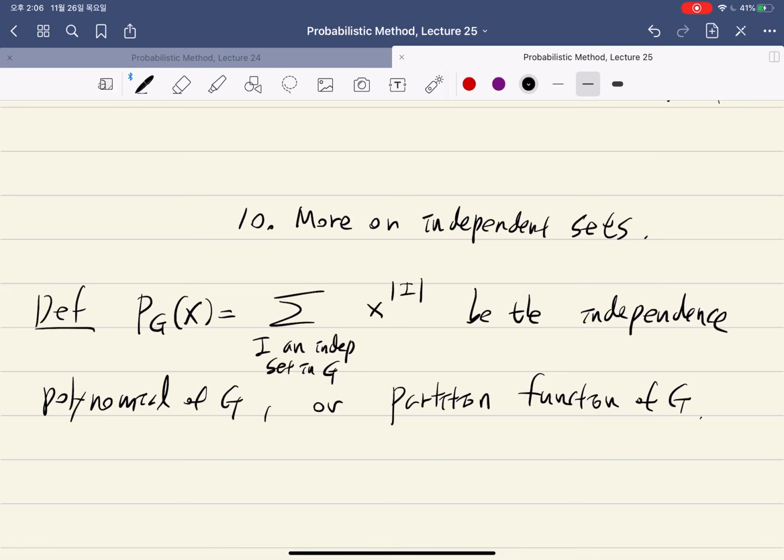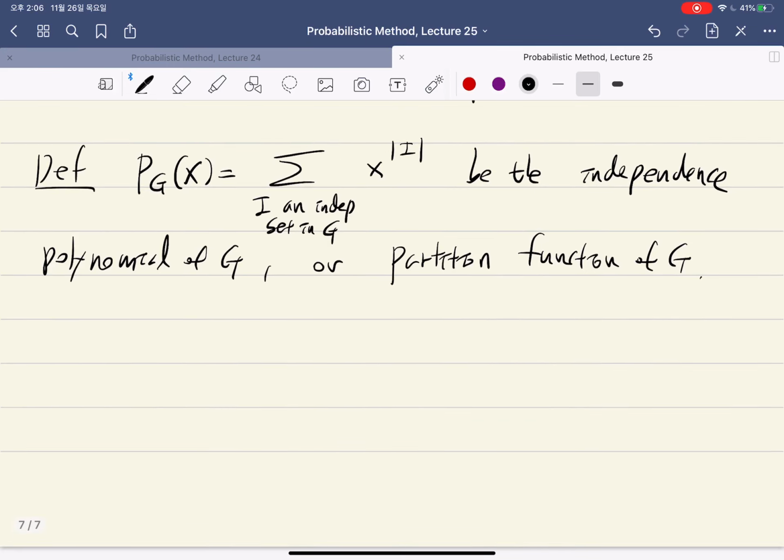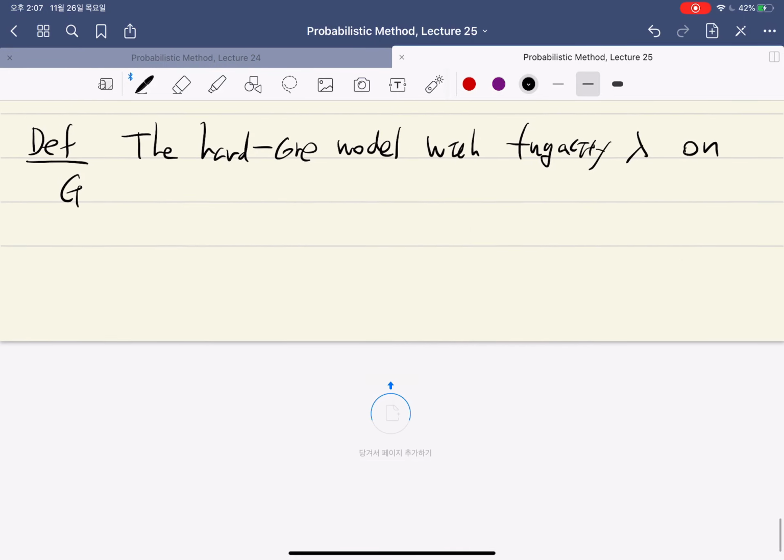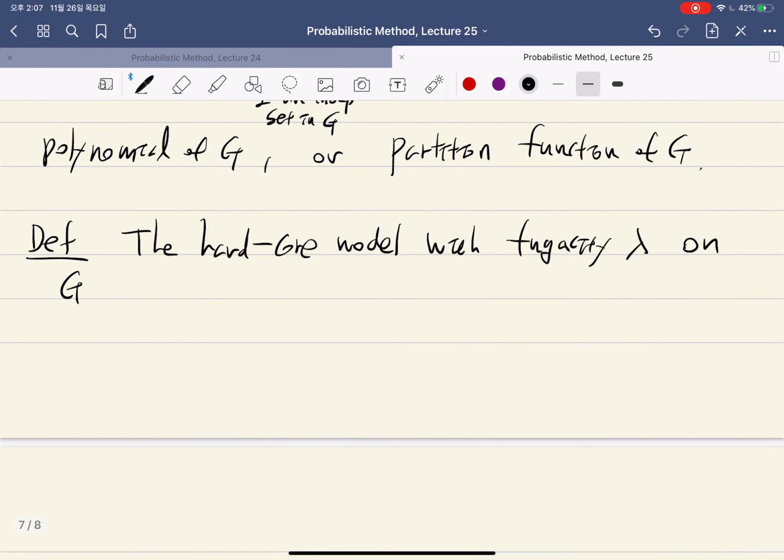And we consider the following distribution over the independent sets of G. The hardcore model with fugacity lambda, say, on G. So I will explain what fugacity means here later, but let me first write it.